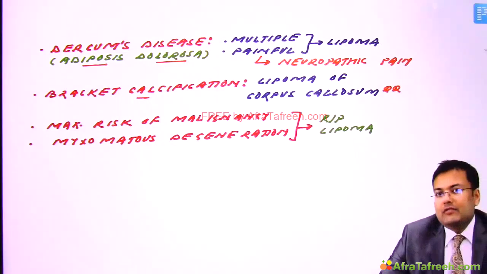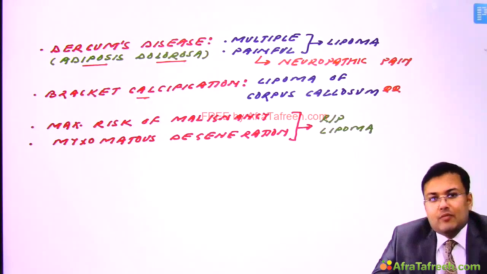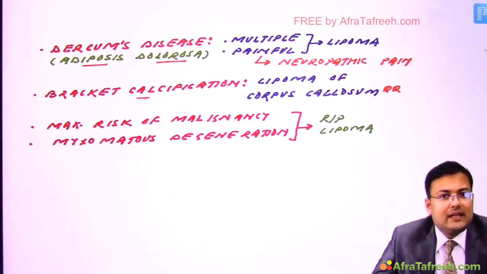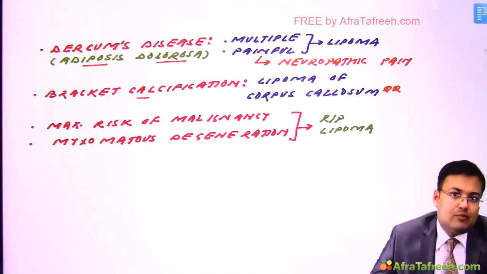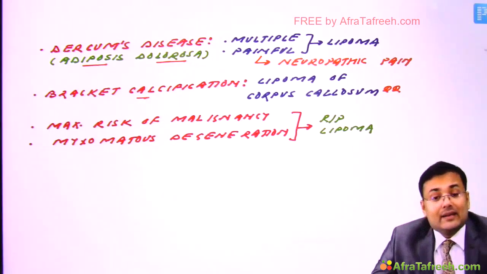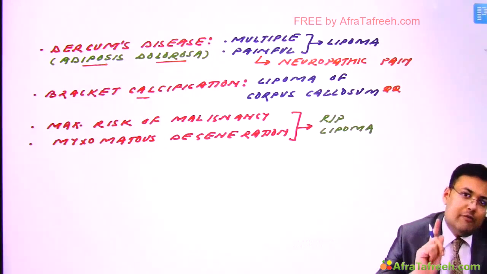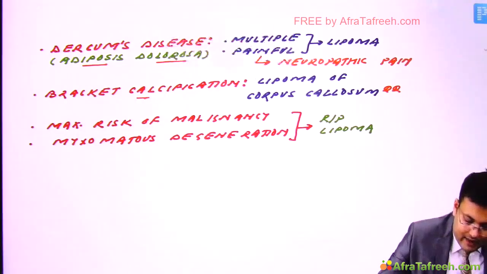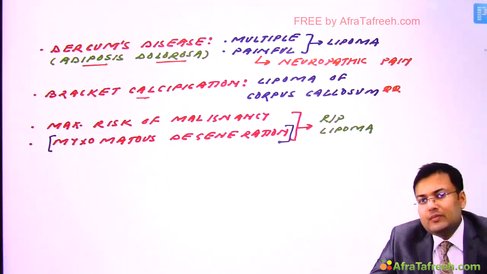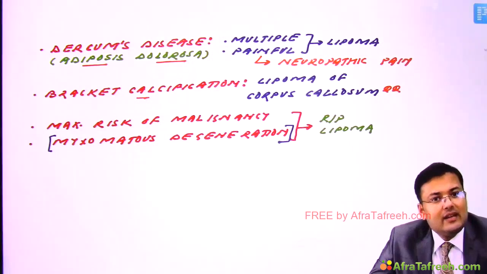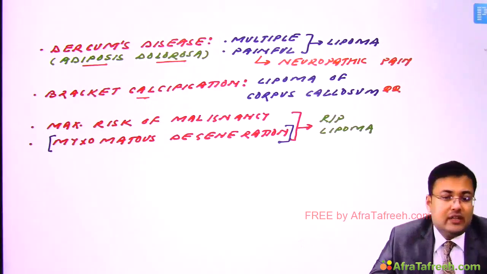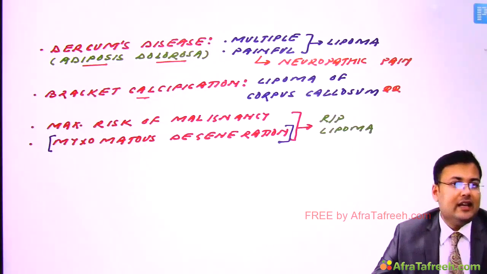Another very important question, that which lipomas are having maximum risk of malignancy, or which lipomas are generally malignant? So retroperitoneal lipomas, most of the retroperitoneal lipomas are malignant and there is maximum risk of malignancy. And in the whole body, there is only one site where we find the myxomatous degeneration. So this myxomatous degeneration is only seen in retroperitoneal lipoma. So these are important one-liner questions related to lipoma.